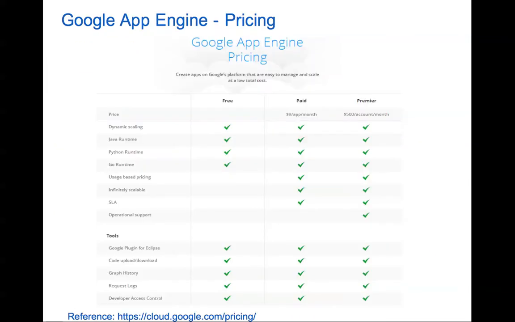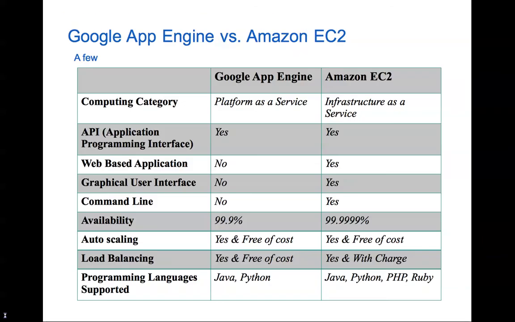These are the pricing options. You can just go to Google and you can find these pricing options. Some of them are free, and there are paid options, and there are premium services.